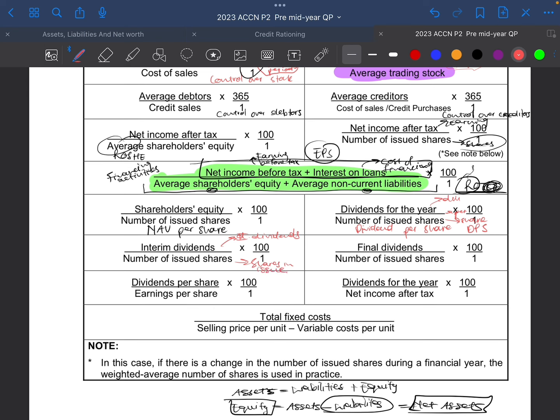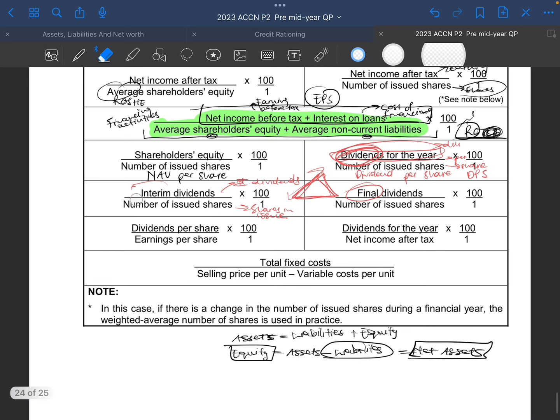Be careful here. These three are not quite the same, but they're actually similar. Let me just draw a triangle here. If you're required to calculate final dividends over a number of shares issued, that's when you calculate your dividends per share only using your final dividends. Here you use your interim dividends, and here you use your final plus your interim, because they said dividends for the year. And remember that dividends for the year comprise final dividends and interim dividends. Okay, so that's quite messy.